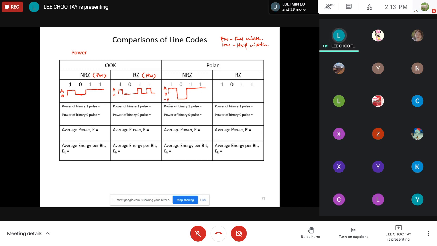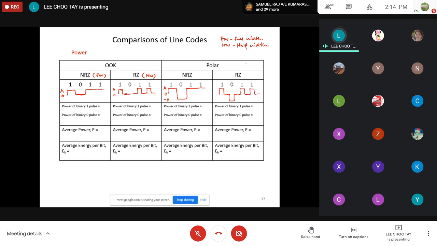Again, the amplitude is A as well. And then for polar return to 0, we transmit a pulse that lasts for half of the bit duration, and then goes to 0. To transmit a 0, we send a negative pulse, lasts for half of the bit duration, and then goes back to 0. Then to transmit a 1, we send a pulse that is positive, lasts for half bit duration. Then the next one is going to transmit in the same manner.